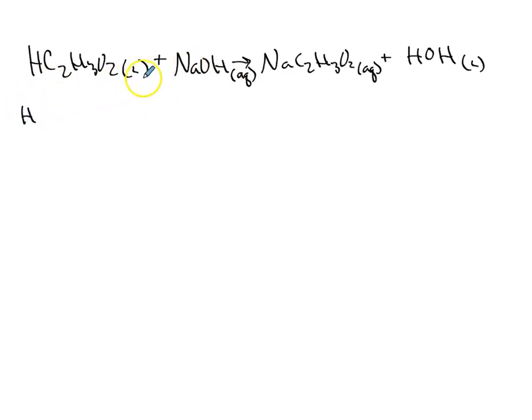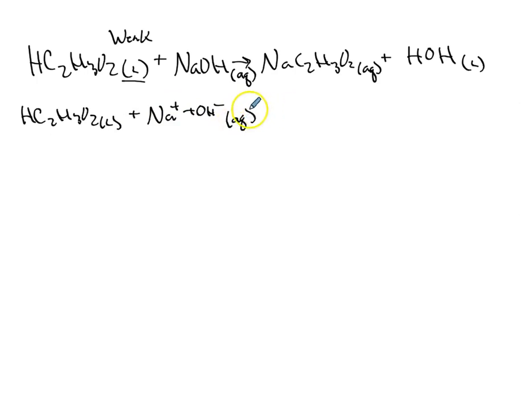So this is still, since it's just a liquid, because it's weak, meaning it doesn't dissociate, we have HC2H3O2 liquid plus Na plus OH minus. Those are both aqueous. You don't need that, but just showing you this. All right. Goes to, this is aqueous here, so Na plus C2H3O2 minus plus HOH liquid.